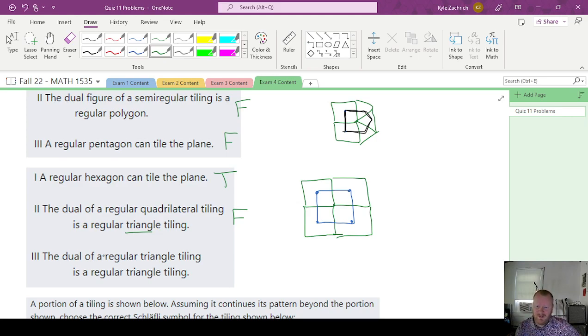This one's interesting. A dual of a regular triangle tiling is a regular triangle tiling. So let's apply that same thing, try to figure out what that dual polygon would look like. And you can see that this is in fact a hexagon. It's a regular hexagon, right? But it is a hexagon, not a triangle like it's mentioned here. So this one has to be false as well.